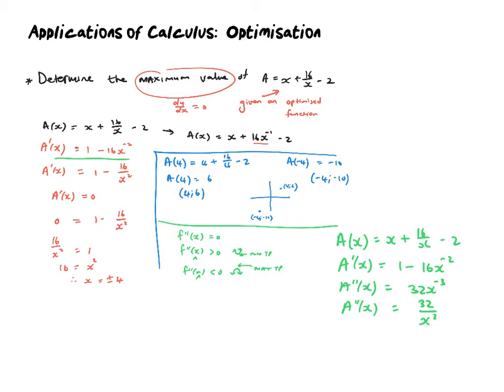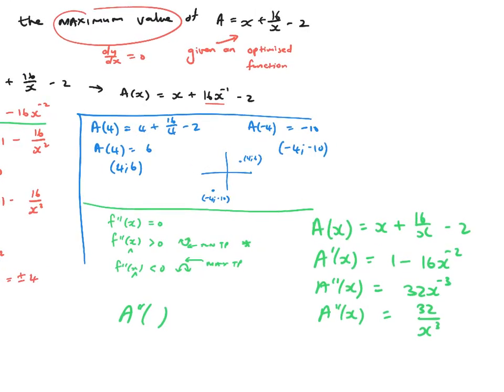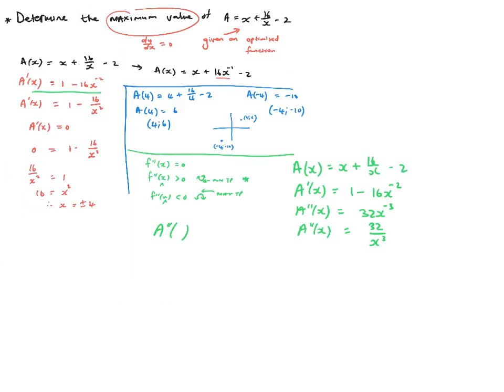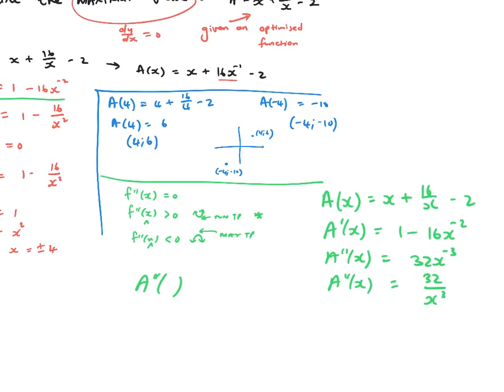Okay, why is this important? In other words, if I substitute into the second derivative an x value, and that answer is positive, all right, that means it's a minimum turning point. Do you follow from this part here? And if I substitute into the second derivative an x value, and that answer is negative, that implies it's going to be a maximum turning point.